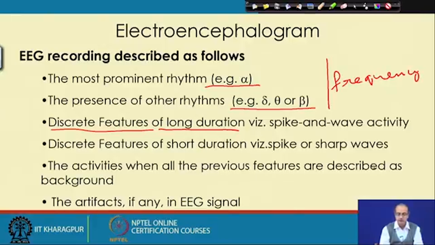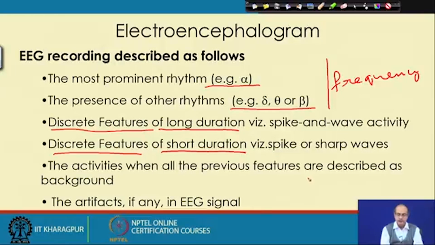Next, we look for the shape based ones. The first among them would be the long duration one. If we have a spike and wave activity, that long duration discrete feature should be mentioned, followed by any discrete features of short duration, like spike or sharp wave or V wave. So, these are the things we can talk about. Apart from these, if we have any other observation, such activities can be told about when all the previous features are described as background.